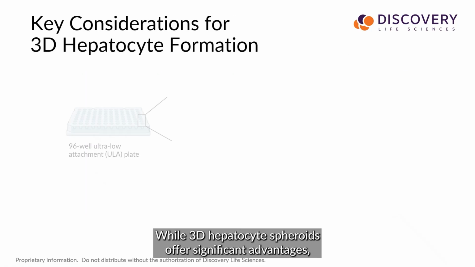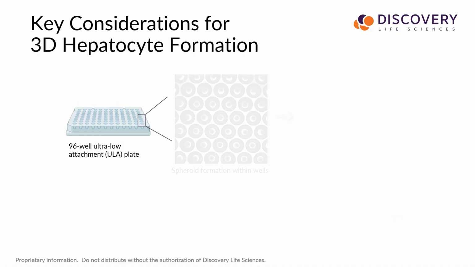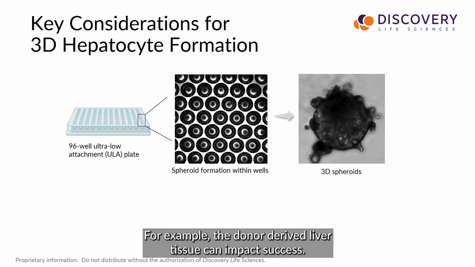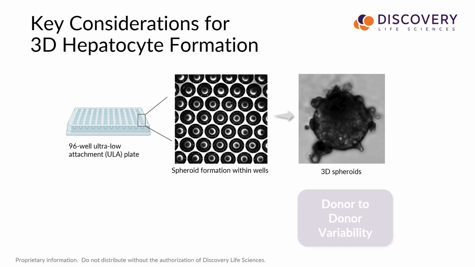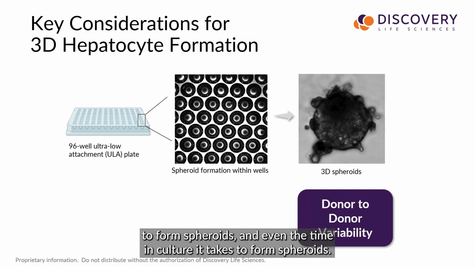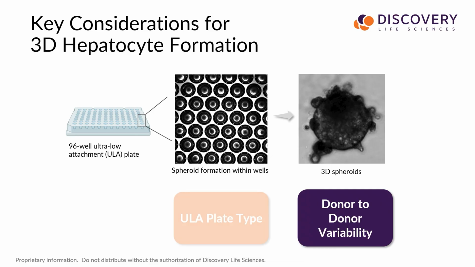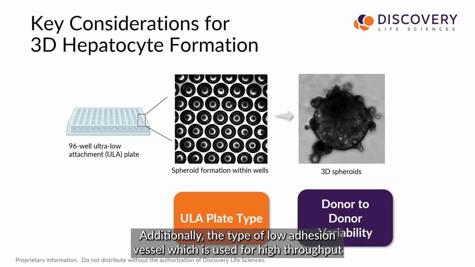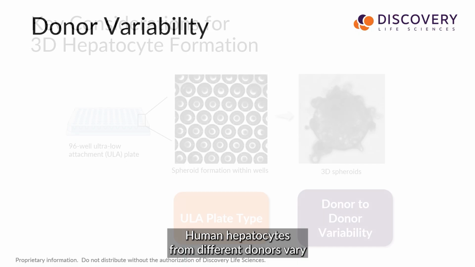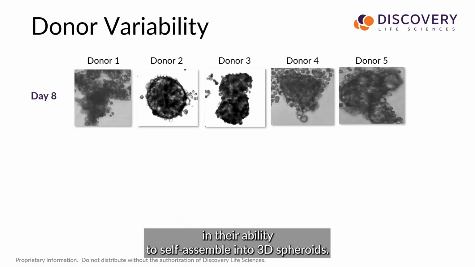While 3D hepatocyte spheroids offer significant advantages, their success depends on several key factors. For example, the donor-derived liver tissue can impact success. Donor-to-donor variability can impact the ability of hepatocytes to form spheroids, and even the time in culture it takes to form spheroids. Additionally, the type of low adhesion vessel, which is used for high-throughput spheroid formation, can also influence formation and functionality. Human hepatocytes from different donors vary in their ability to self-assemble into 3D spheroids.